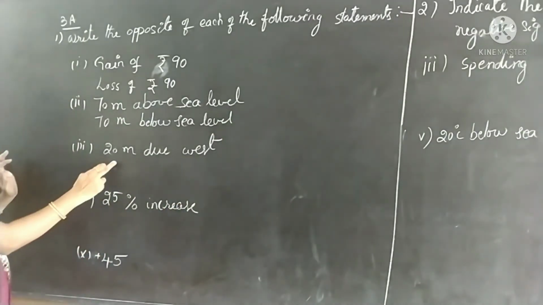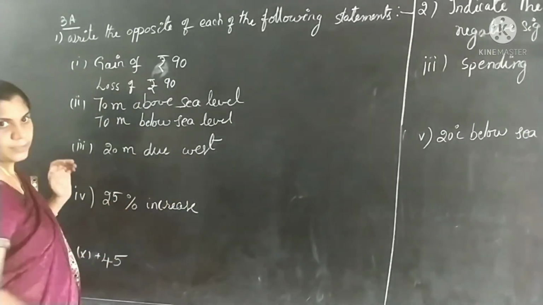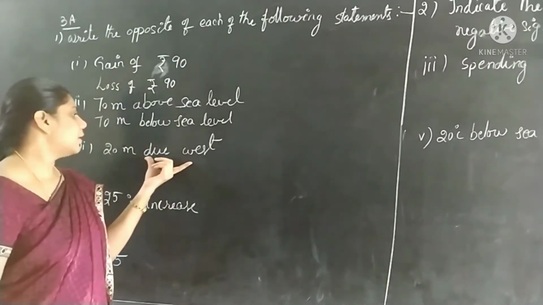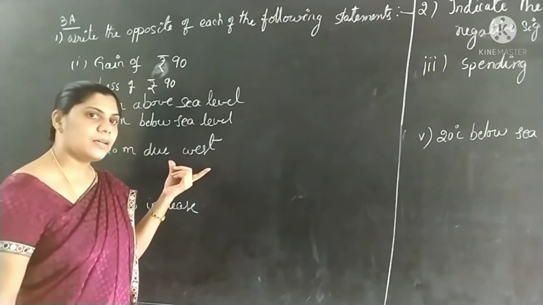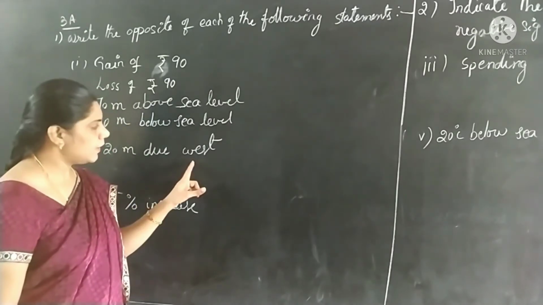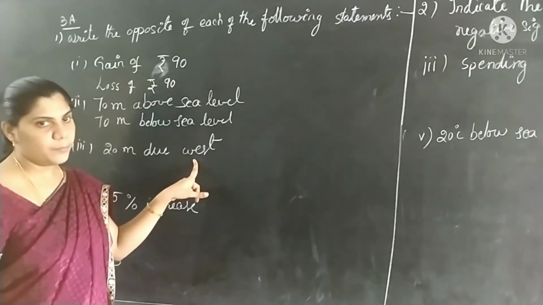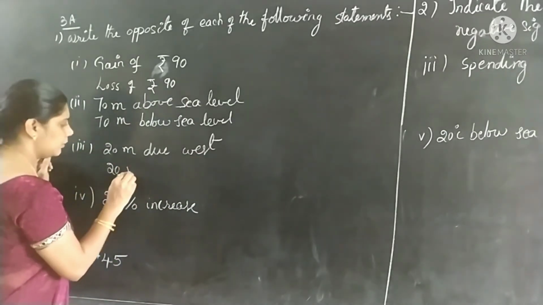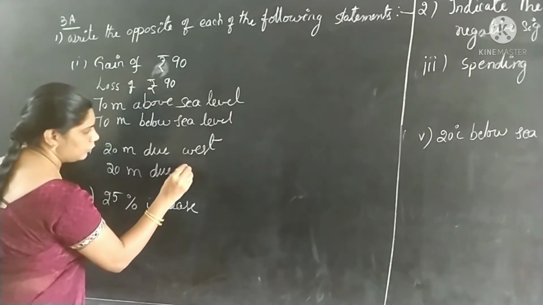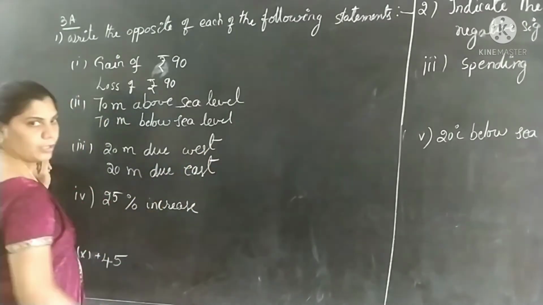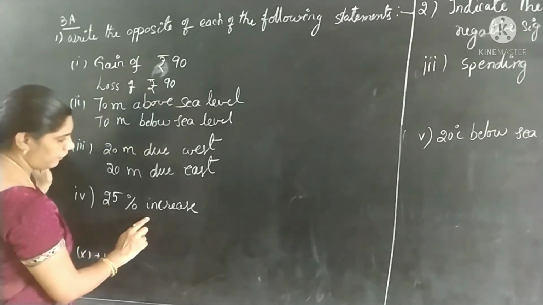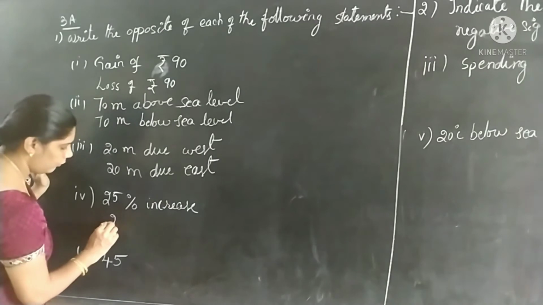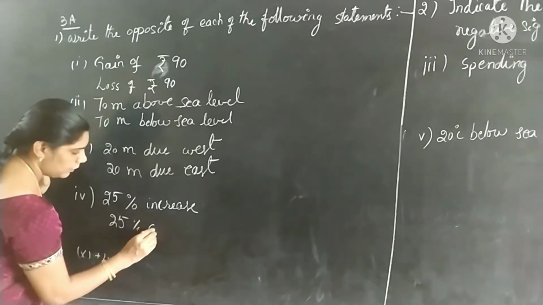Now see the next one, 20 meters due west. Find the term with which we can write the opposite of the given statement. So what is the opposite of west here? East. 20 meters due east. Now see the next one, 25% increase. What is the opposite of increase here? Decrease. Write down 25% decrease.